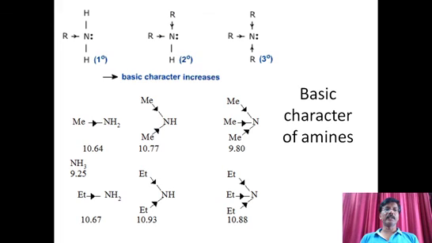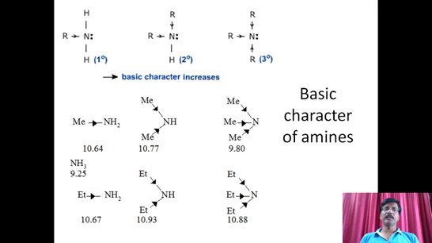Okay, you look at this place. Primary is having only one alkyl group, and secondary is having two alkyl groups, so 2 plus I, and tertiary is having 3 plus I. Therefore, it must be very strong, basic in nature. But when you observe practically, secondary is strong when compared to tertiary. Tertiary is having less basic character, even sometimes less than primary.